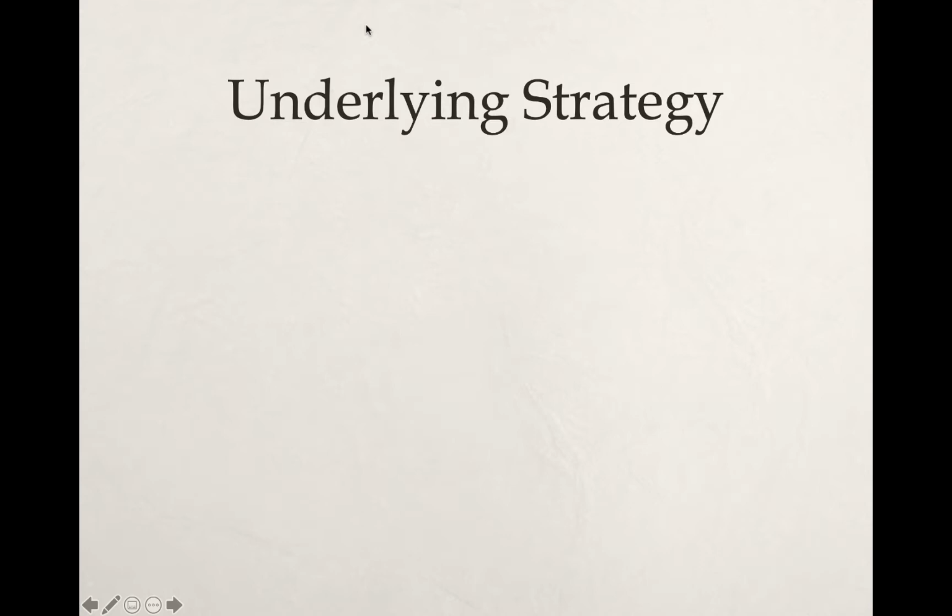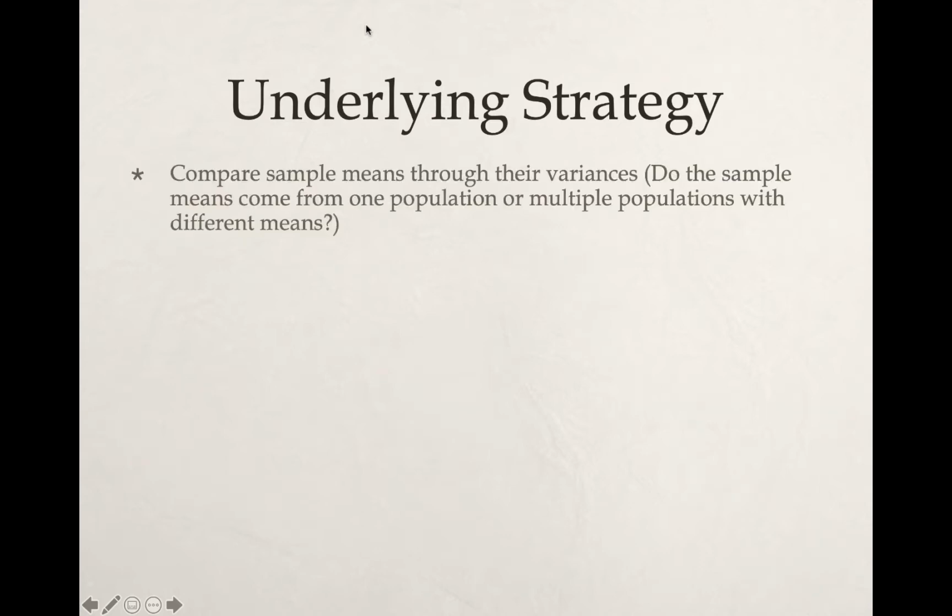So let's get into why it is called an ANOVA, in the sense that it is an analysis of variance and we're not saying analysis of means. We want to compare the sample means through their variances. In other words, do the sample means come from one population or multiple populations with different means? Let's go back for 1 second. Let me make sure you understand that. Do the sample means come from one population or multiple populations with different means? How am I getting from one population just by comparing means?